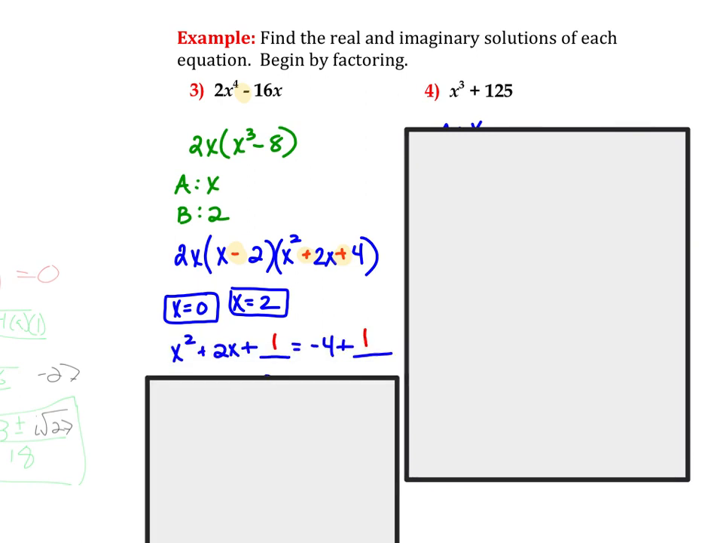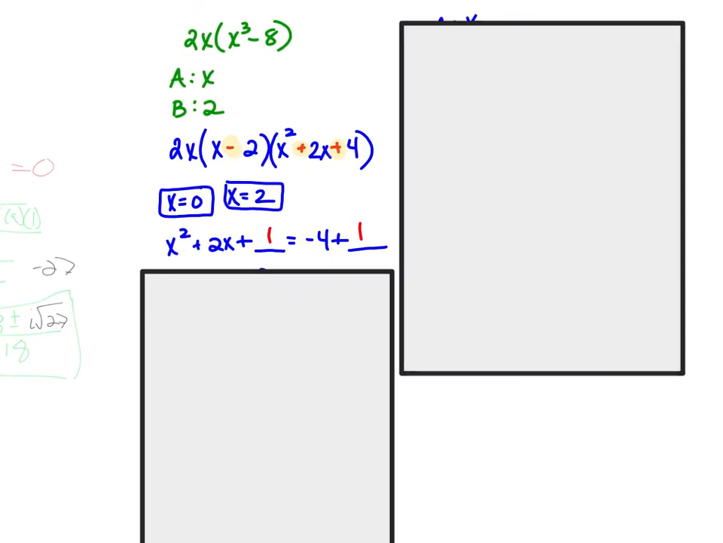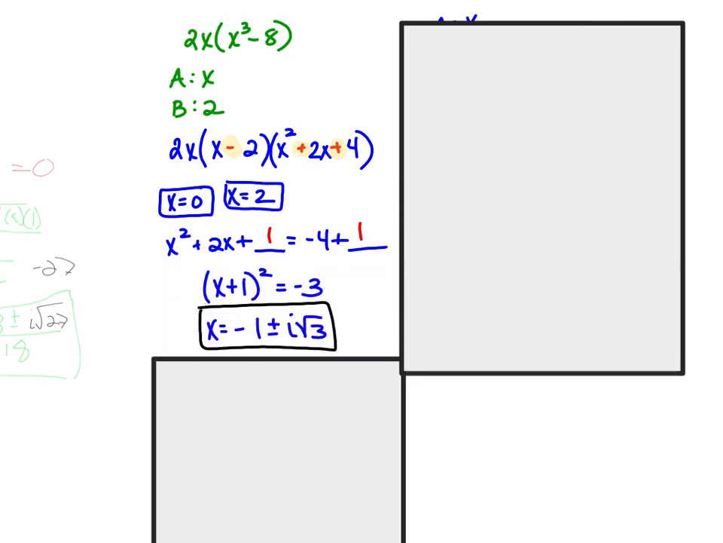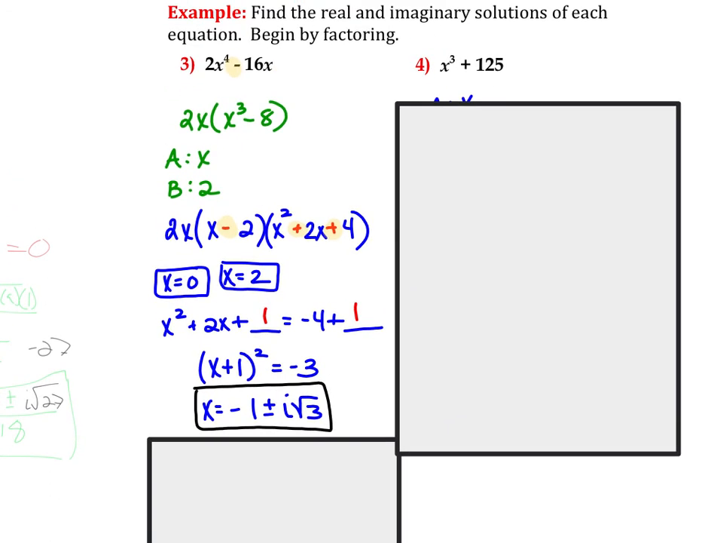So here, since there's no coefficient on the x squared, and my b value is an even number, completing the square for me, it's going to be the best route to take. So we get negative 1 plus or minus i rad 3. I'm counting 1, 2, 3, 4 solutions, and that's to be expected with x to the 4th.